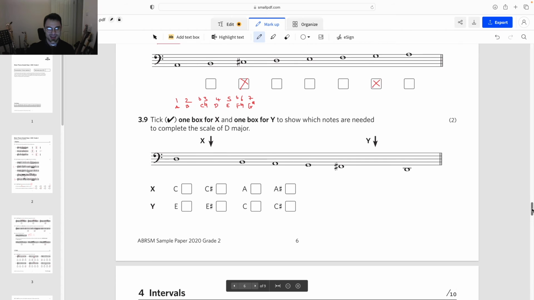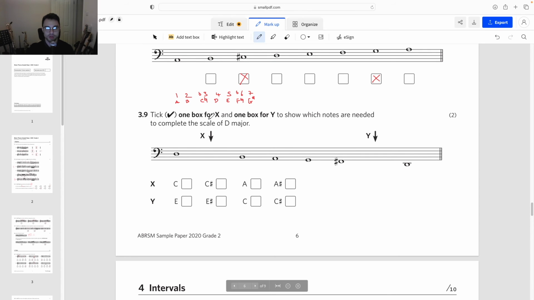Okay, 3.9. Tick one box for X and one box for Y to show which notes are needed to complete the scale of D major. So what note goes in this X place and what note goes in this Y place? And this should be a D major scale. So what are the notes of a D major scale? Let's write them out here.